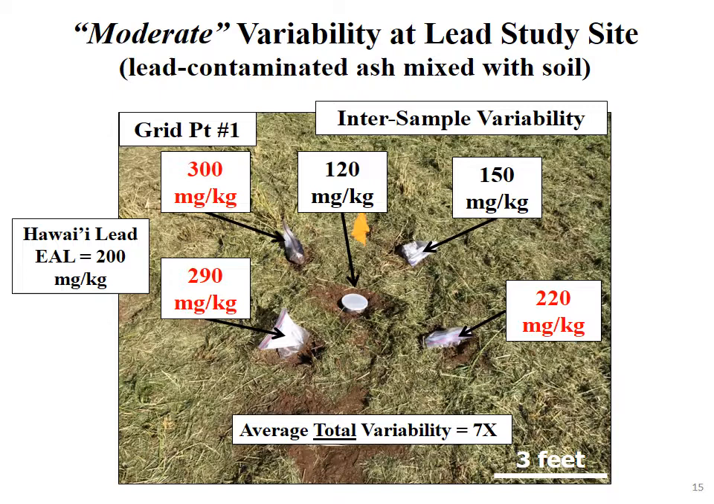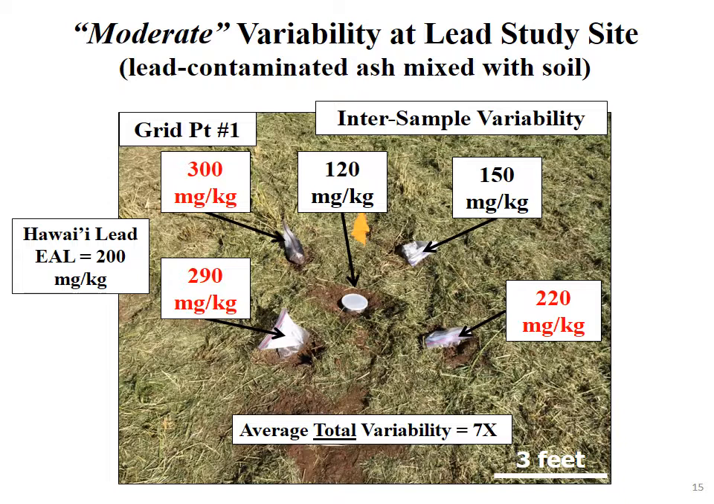Let's look at the lead site. And again, we expect a little bit higher variability. This was lead contaminated ash mixed with soil, and that's exactly what we found. Here's an example grid point where the lowest concentration around the grid point was 120 milligrams per kilogram. Highest concentration, just a foot away, 300 milligrams per kilogram. So almost a 2-2.5-fold difference just between the co-located samples.